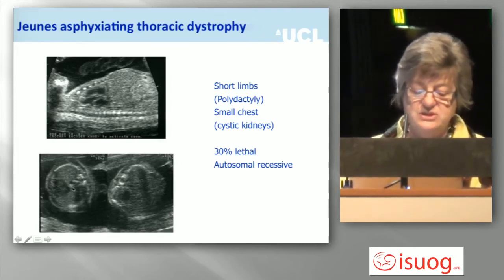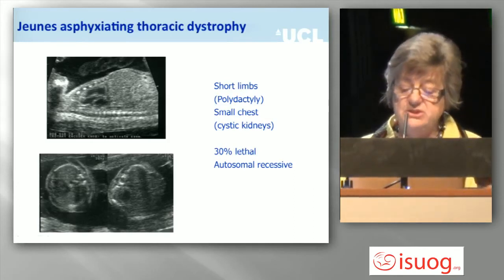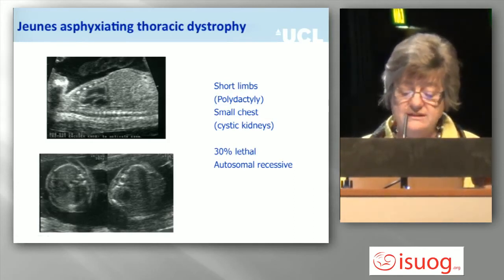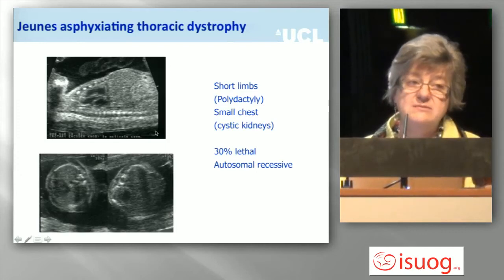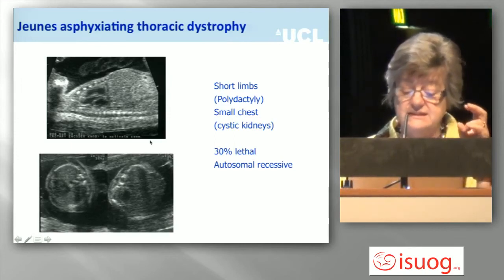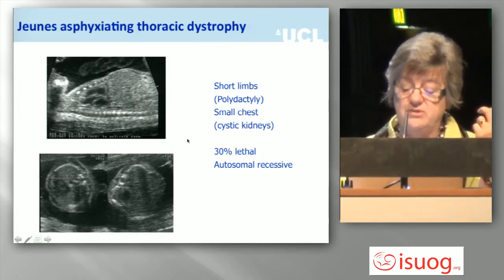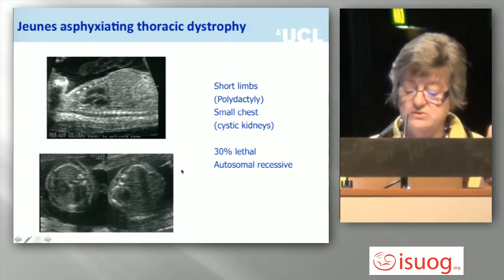This chest really doesn't look too bad, and indeed more than 60% of babies with Jeune will survive the newborn period. You can have polydactyly with Jeune syndrome. You can also see cystic kidneys, but I personally have never seen cystic kidneys in this condition, but they do get renal dysplasia with age after birth. This is also autosomal recessive.